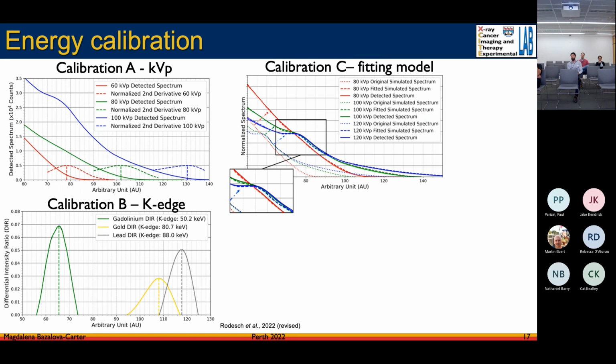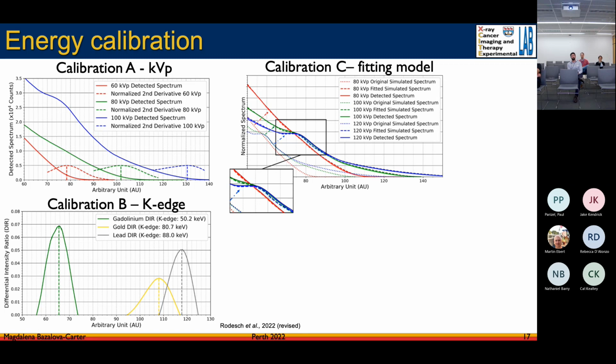This is work done by Pierre-Antoine Rodèche, who actually worked with the Lyon system before he joined our group. And he looked at 3 different calibration methods. So the first one was basically using the end of the spectrum. He calls this calibration A, which takes advantage of the kVp. So when he says, okay, I want to image a 100 kVp beam, basically the last data that you get in your system should be 100 kV, right? There should not be any higher energies.